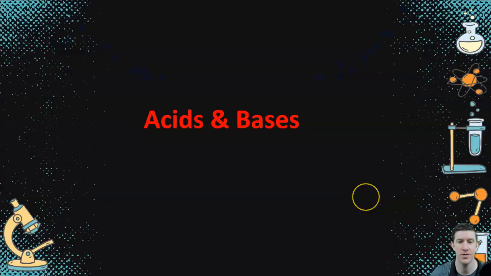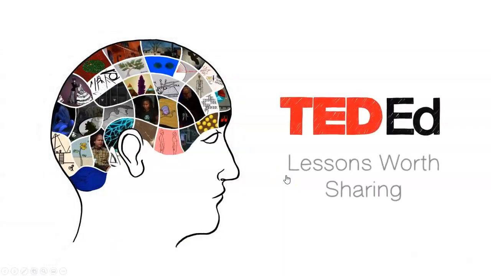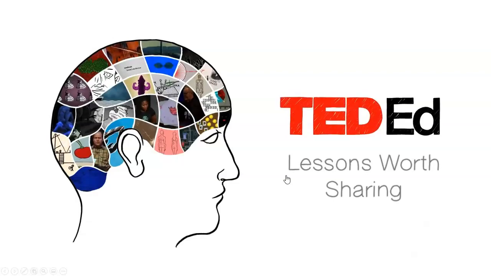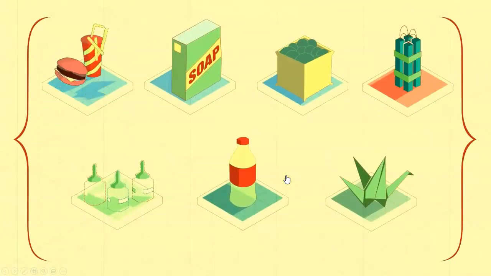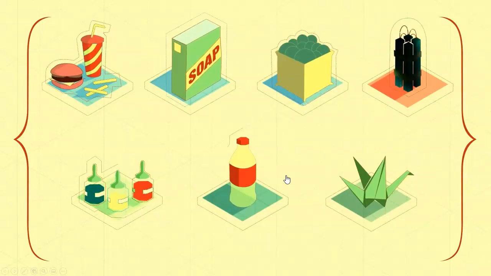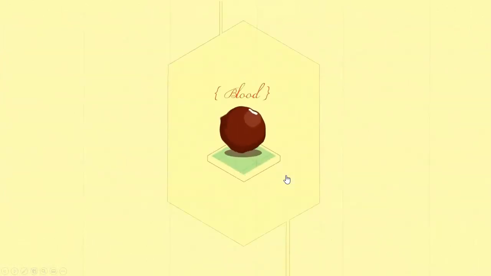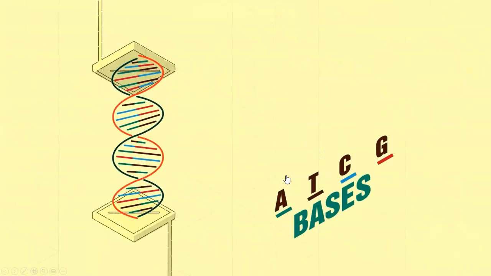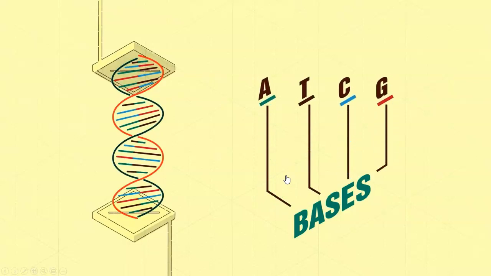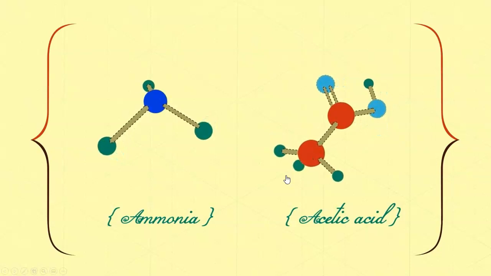Welcome back. Today we're going to look at acids and bases. Acids and bases are everywhere. They're used to make foods, soaps and detergents, fertilizers, explosives, dyes, plastics, pesticides, even paper. Our stomachs are very acidic, our blood is slightly basic. Our proteins are made up of amino acids, and the letters in our genetic code, those A's, T's, C's, and G's, are all bases. You were probably taught how acids and bases behave on the molecular level.